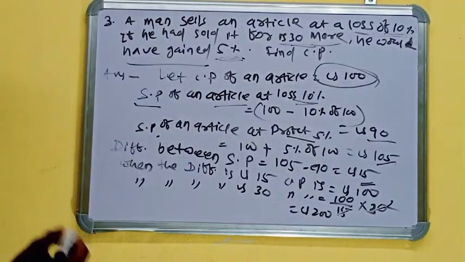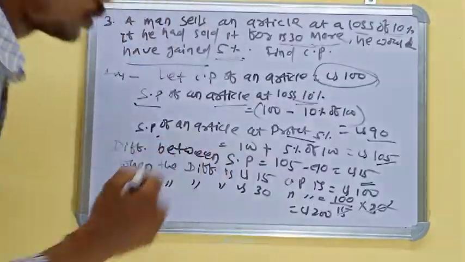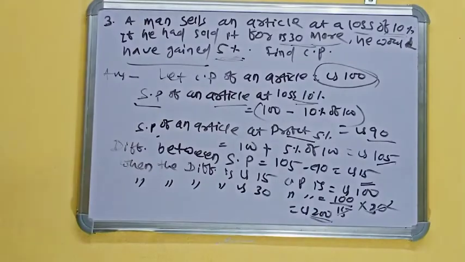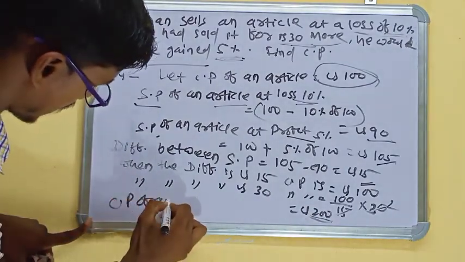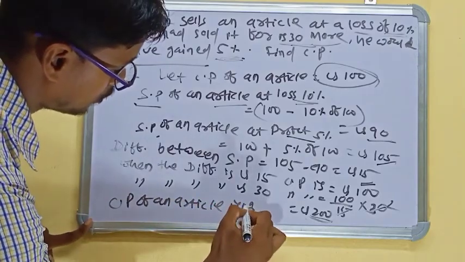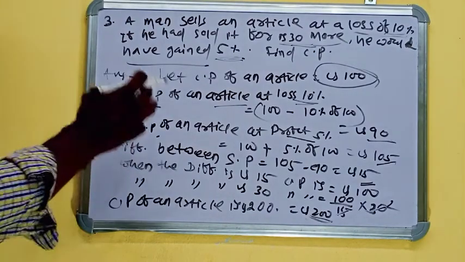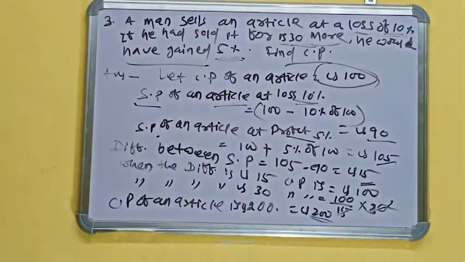Then the actual CP of an article is rupees 200. Then the CP of an article is rupees 200. Overall, in this way, we find the cost price of an article.